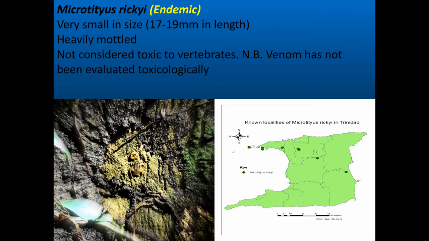Something particular to note about the Microtityus genus is that apart from Microtityus rakai, we also have Microtityus starri that is endemic to Tobago, only found in Little Tobago, and actually was named after Professor Starr. I mean, no need to put a picture of starri there because they're almost exactly identical to each other in appearance. It's just some minor differences when you look at them under the microscope with respect to the plates and the setae.